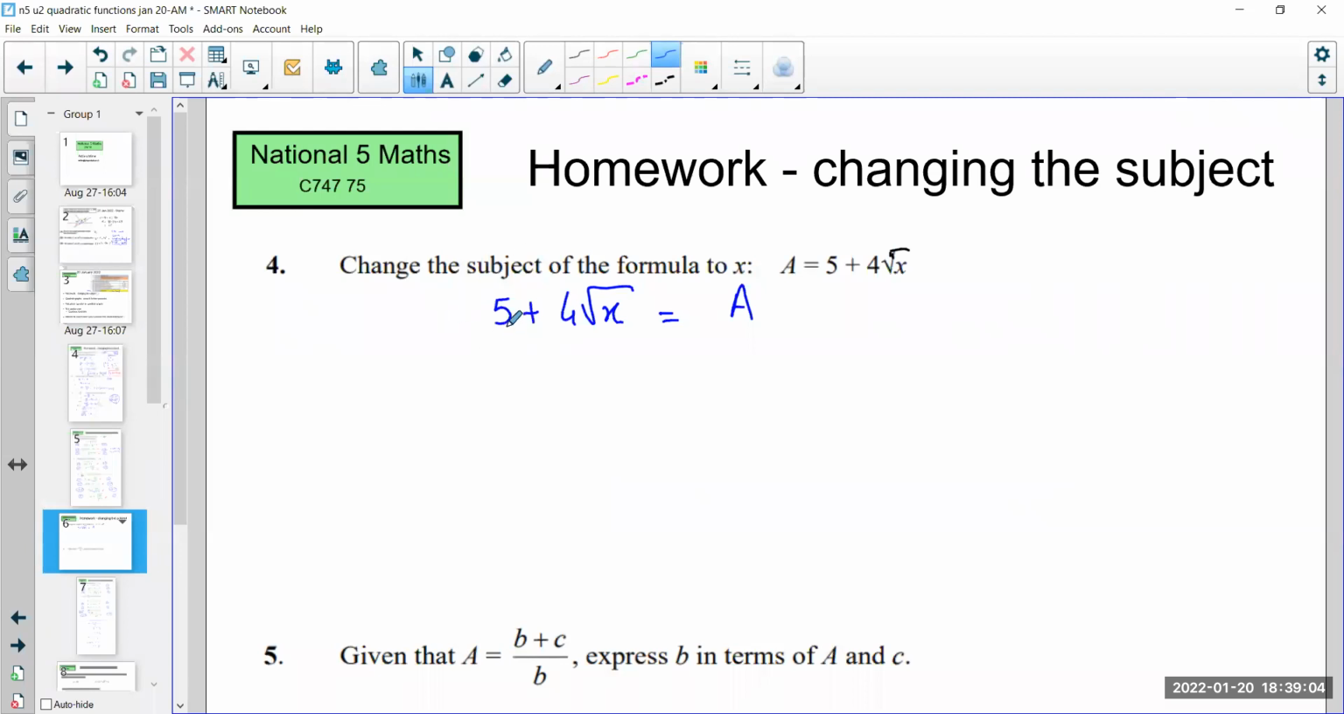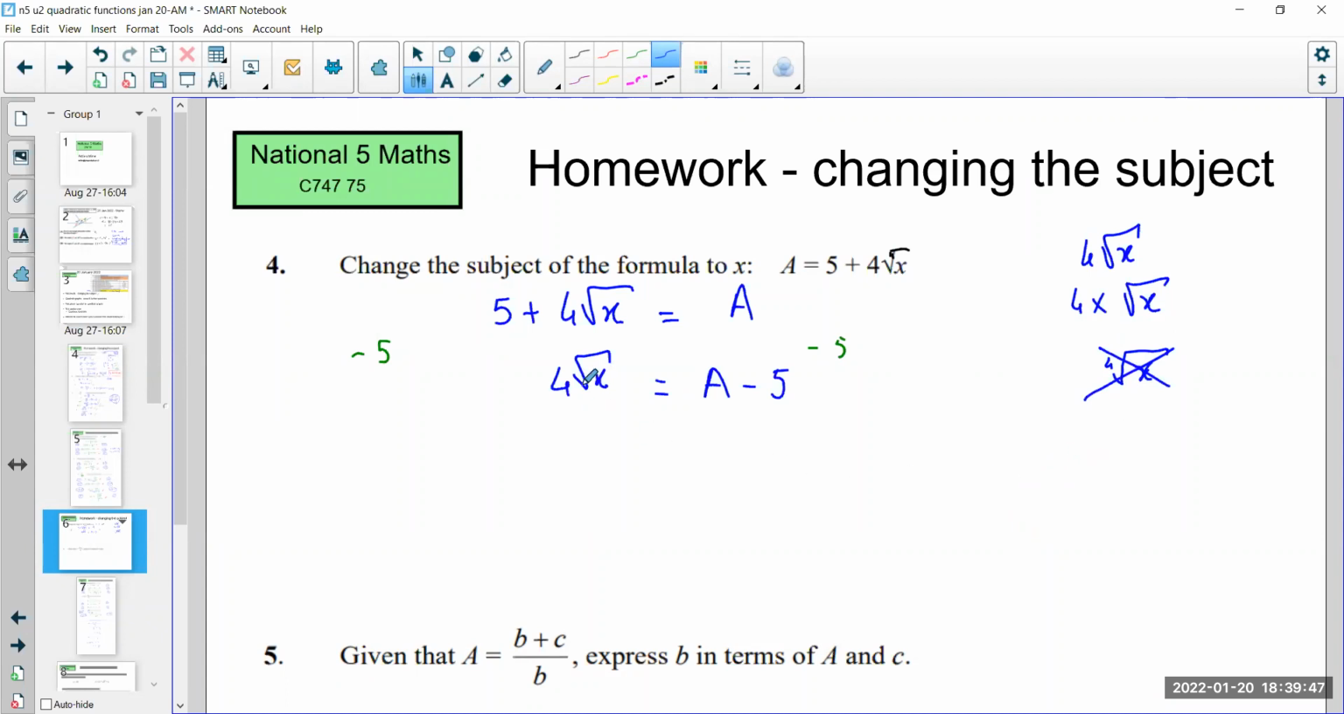Now I've got an add-on 5. What's the opposite of adding 5? Taking away 5. So if I take away 5 to get my first mark, I end up with 4 root x equals a minus 5. 4 root x, guys, means 4 times root x. It doesn't mean the 4th root of x, like I've seen some people writing. 4 root x is 4 times root x. So be careful. I've seen people writing it like that.